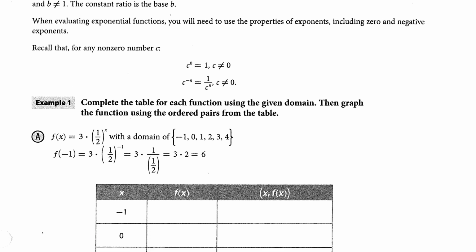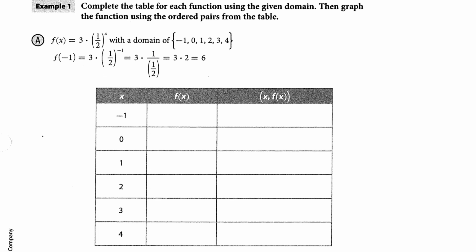F of x equals 3 times 1/2 to the power of x, with a domain of -1, 0, 1, 2, 3, and 4. The domain is what we plug in for the x values. So for f of -1, when we plug -1 in the x position, we get 3 times 1/2 to the negative first power.